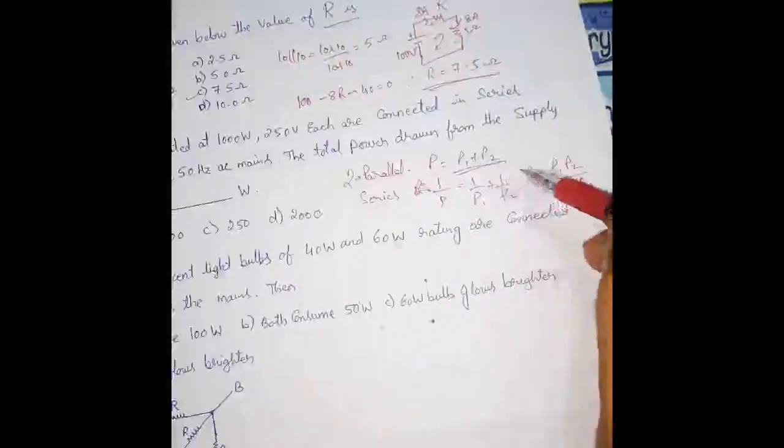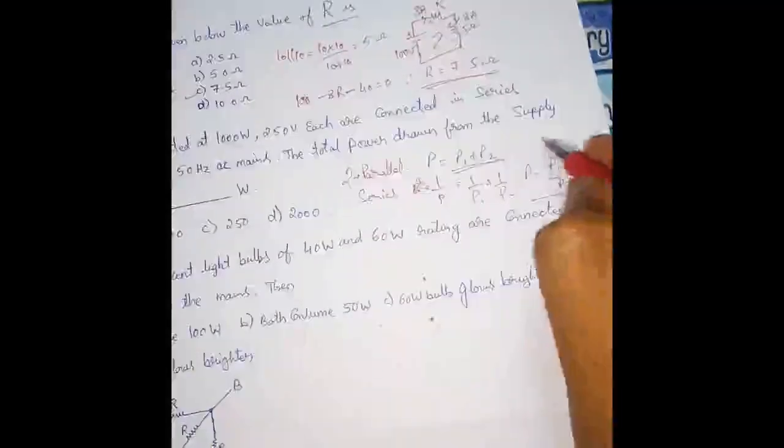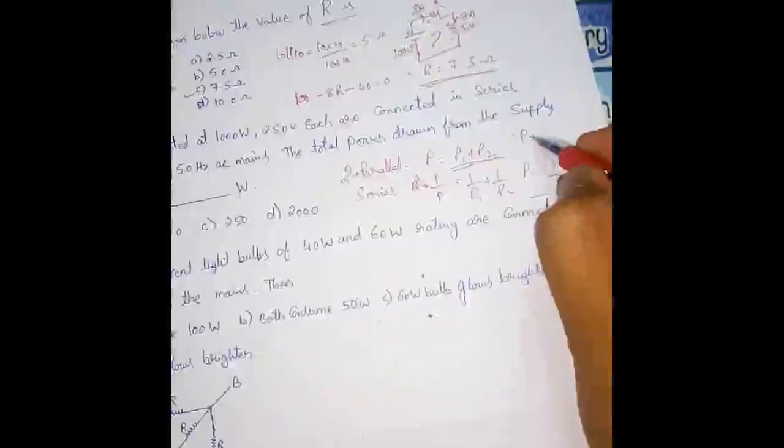So it is just opposite to what we do when we consider the equivalent resistance. In series we used to get it like this, but now we are going to get it like this. So now you just apply this and get the answer. P1 and P2 both are 1000 watts, so the total P is equal to 1000 into 1000 by 1000 plus 1000, that is 2000.